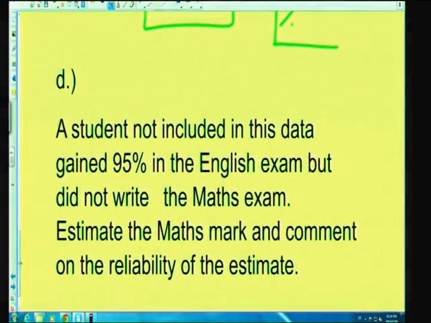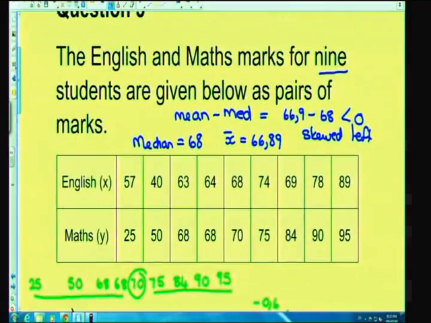Right, now it says a student not included in this class gained 95% in the English exam, but did not write the maths exam. Estimate the maths mark and comment on the reliability of the estimate. So we're saying, okay, let's go back to the data. This child wrote and got 95 for English. The question is, what do we think she would have got, or he would have got, for maths had it been written? And then they want to comment on reliability.